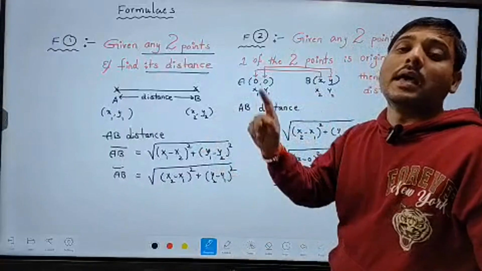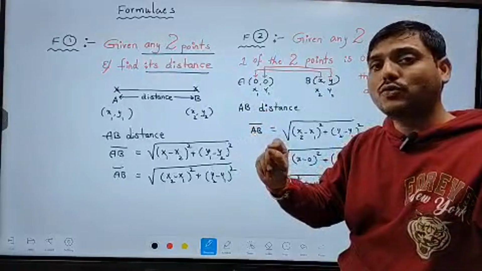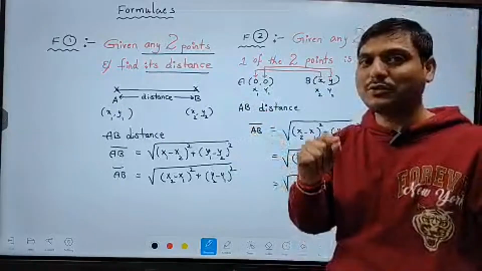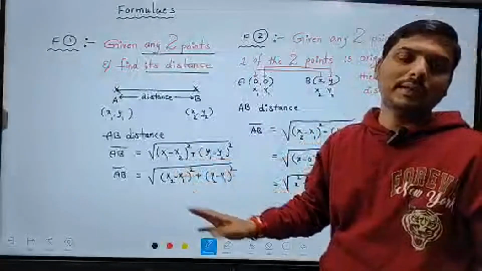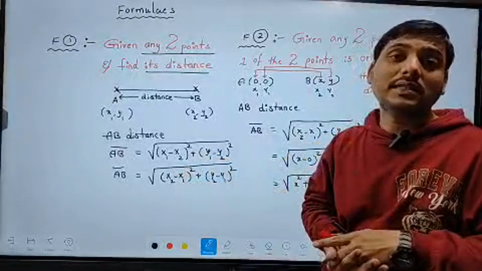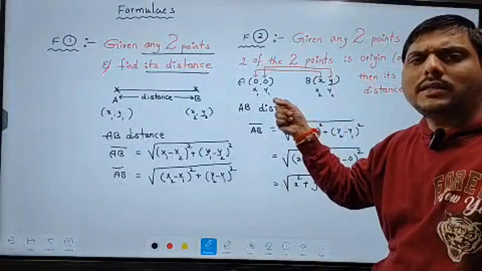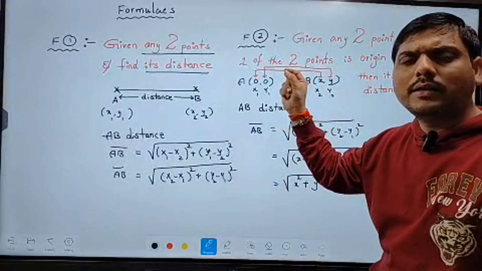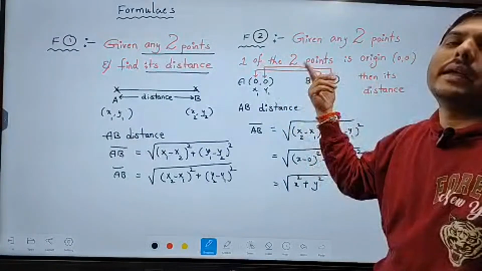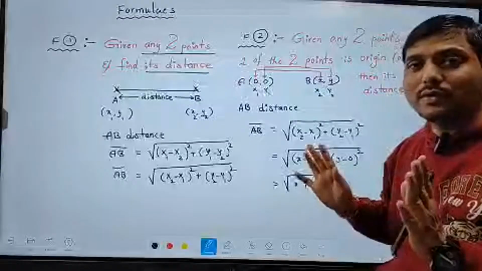It's clear? Given 2 points A(x1, y1), B(x2, y2), the distance of AB is equal to under root of (x1 minus x2) whole square plus (y1 minus y2) whole square. One more formula: under root of (x2 minus x1) whole square plus (y2 minus y1) whole square. Second formula: given 2 points where one of the points is the origin, find the distance. Let one point be the origin A(0, 0) and B(x, y). Now immediately the AB distance, substituted in this formula, gives under root of x square plus y square.